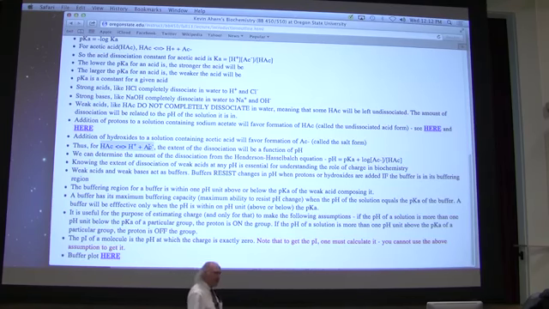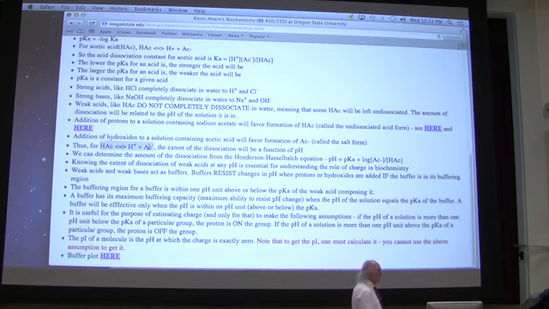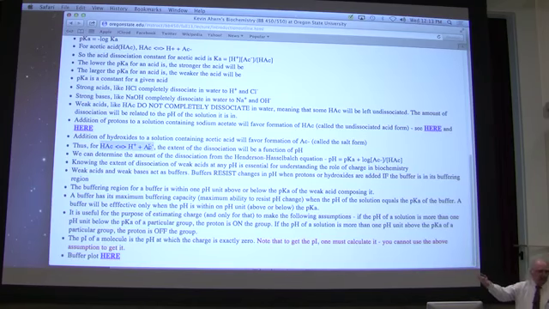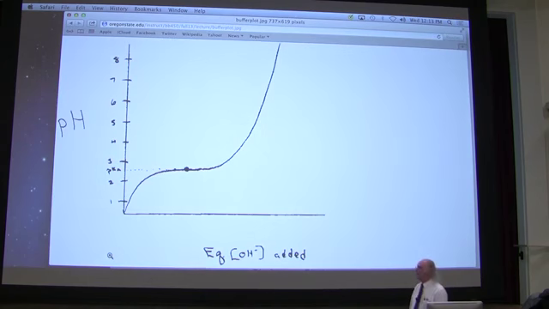Okay? And you thought it was never going to end because what you were learning was you were in the region where the buffer was working. Adding more things that take away protons isn't changing the pH very much. That's what a buffer's doing. Okay? If we look at it graphically, it looks like this.